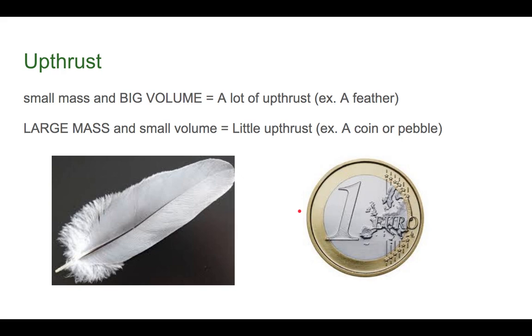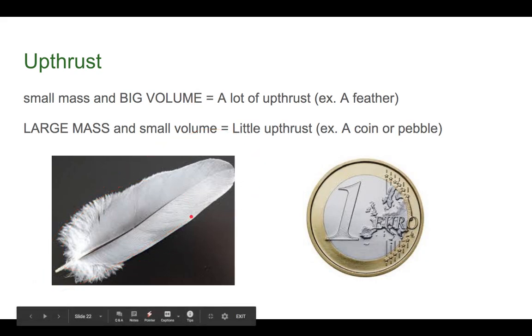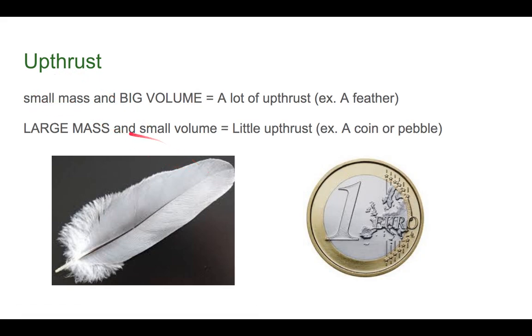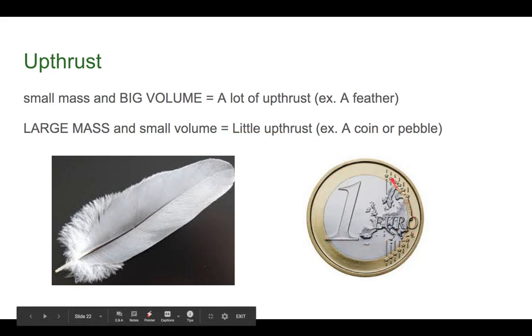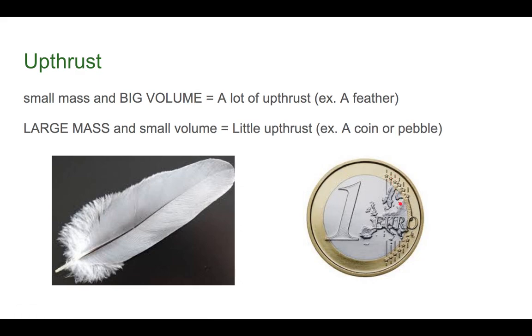An object with a small mass and a big volume, for example, a feather, has a lot of upthrust. It takes up a lot of space, but it doesn't weigh or have a large mass. An object with a large mass and a small volume, for example, a coin, has little upthrust because it doesn't take up much space, but it weighs a lot or has a large mass.